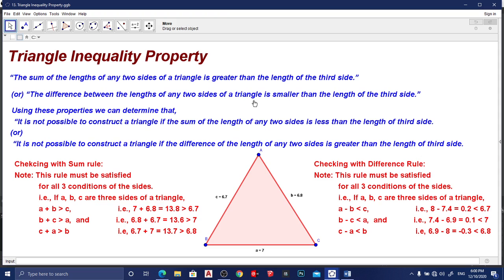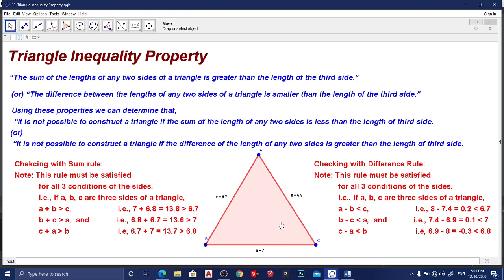Both are equal, both are triangle inequality properties only. Any one of the properties we will use to find whether the given three sides belong to a triangle or not. So here we will check whether this rule is being followed for this triangle. So checking with the difference rule. What is this rule? The difference of any two sides should be less than the third side.